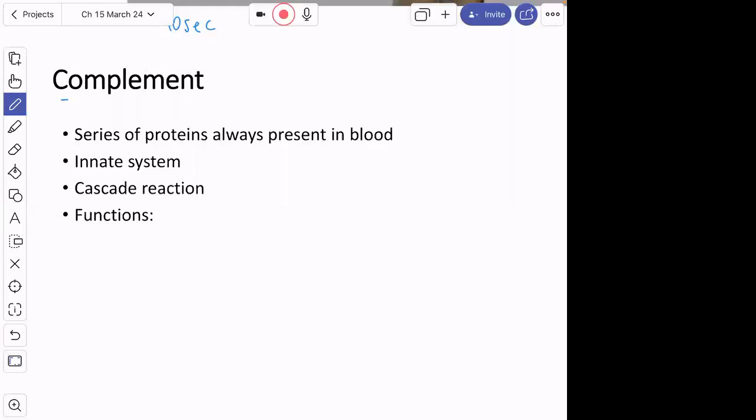The name complement is kind of a weird name for something, but these are proteins. It's a series of about 20 different proteins that are present in the blood. They're synthesized in the liver. These are proteins that complement lots of other aspects of our immunity.